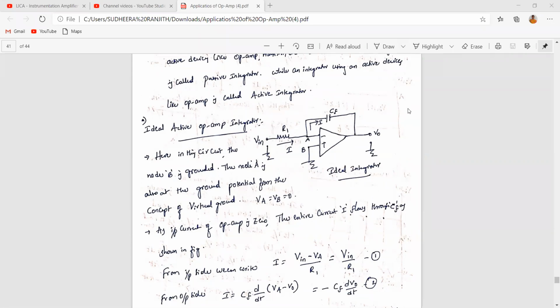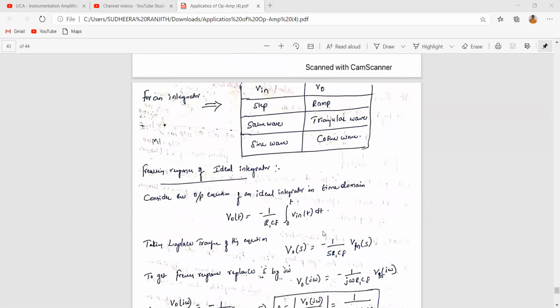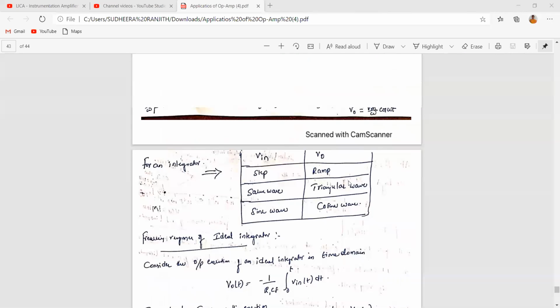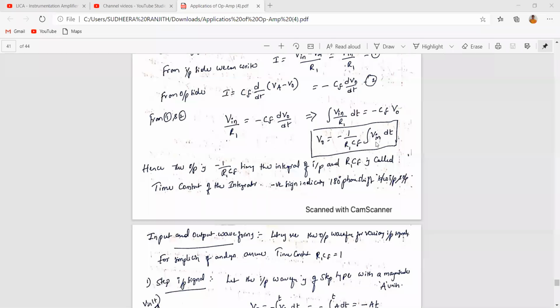Right. What is the output of integrator? This one is the output of integrator. V naught equal to -1 by R1 CF integral of Vin dt. Now I am taking the same output in terms of time domain. Time domain means V naught of t and Vin of t.